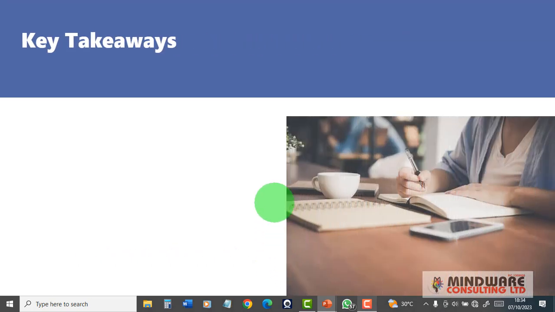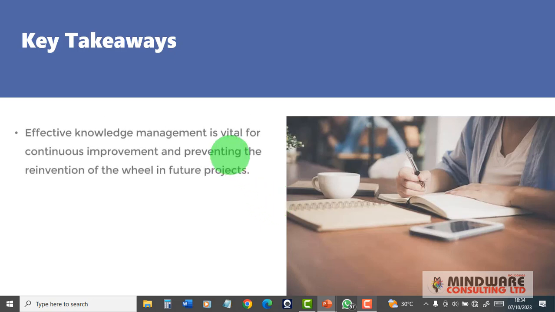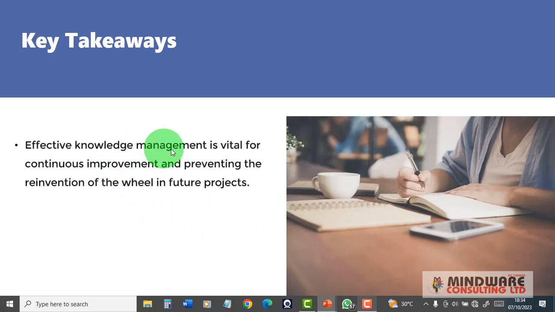Okay, so what are the key takeaways from this section? Firstly, effective knowledge management is vital for continuous improvement and preventing the reinvention of the wheel in future projects. Like I mentioned before, project managers do not have to reinvent the wheel. As a matter of fact, we don't even have all the time in the world to start reinventing the wheel. All right, so you want to pick it up from where the previous project left off and just build from there instead of starting again from scratch.